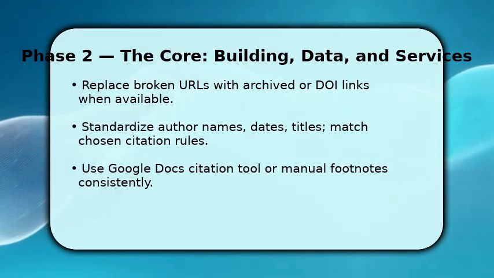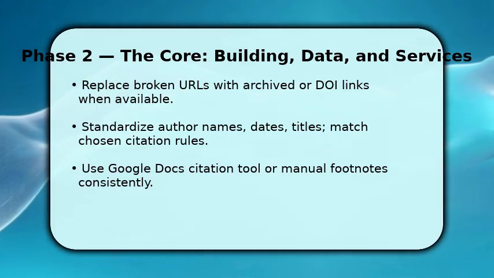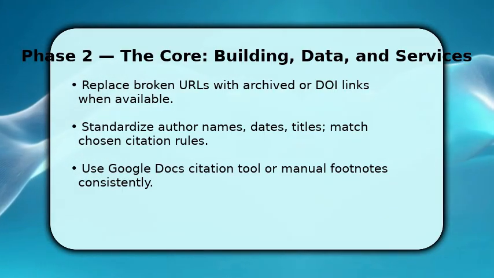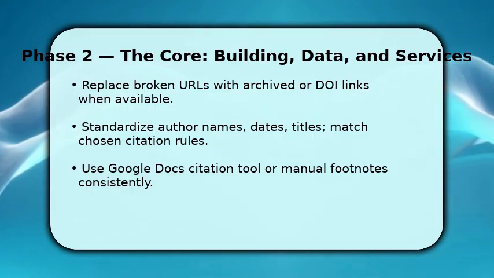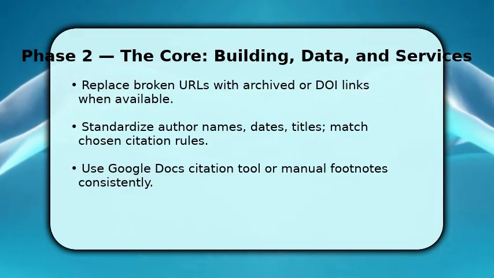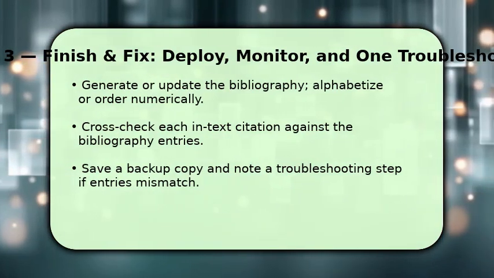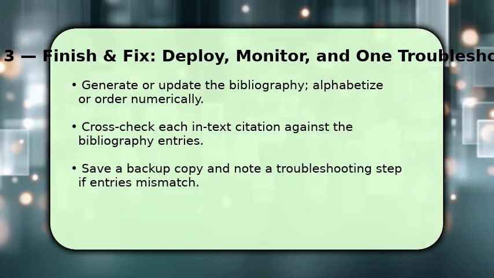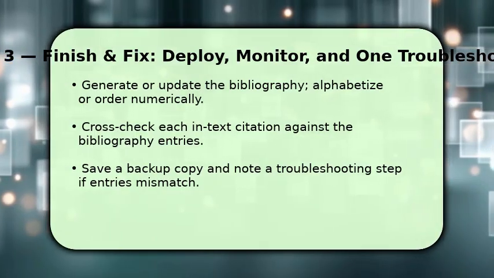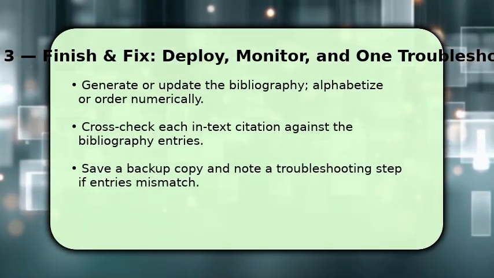or publication errors. Use the Google Docs citation tool for bibliography entries, or insert manual footnotes if required. Just make sure you stick to one method throughout the document to avoid duplicates. To finish, generate or update the bibliography and arrange entries alphabetically or numerically as your style requires. This creates the master reference list.